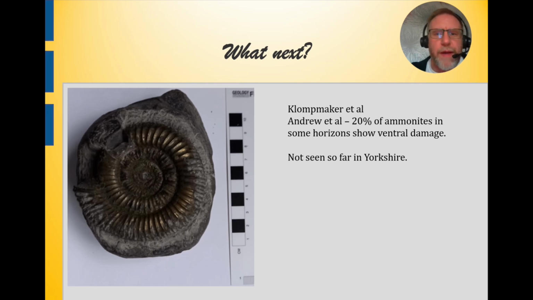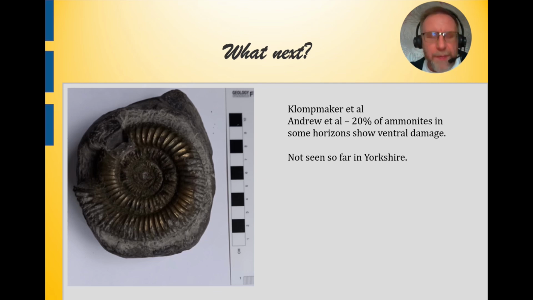Another final puzzle to leave you with. When you look at the German specimens of bitten ammonites and the examples from Dorset as reported in Andrew et al.'s paper, when you look at them in some horizons and indeed in some nodules, you can see as many as 20% of the ammonites show that characteristic damage to the venter at 180 degrees from the aperture. That's something that hasn't been seen so far in Yorkshire.